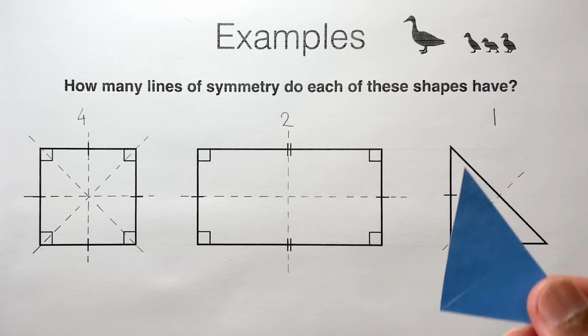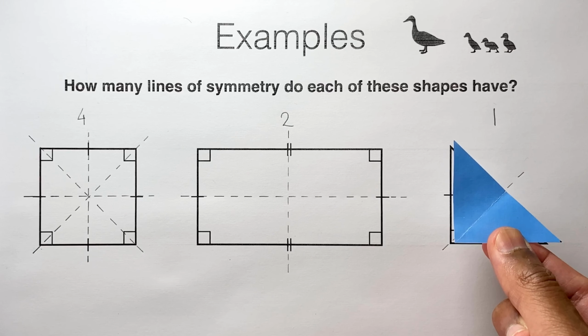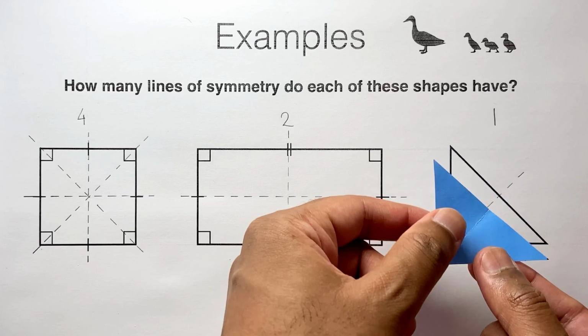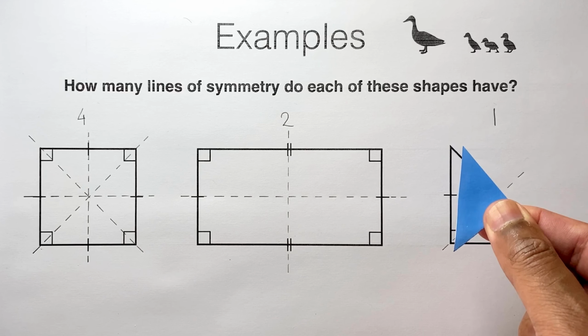Here's what the fold looks like for an isosceles triangle. If I fold it along that mirror line, or that line of symmetry, you'll see that the folded half fits perfectly on top of the other half.